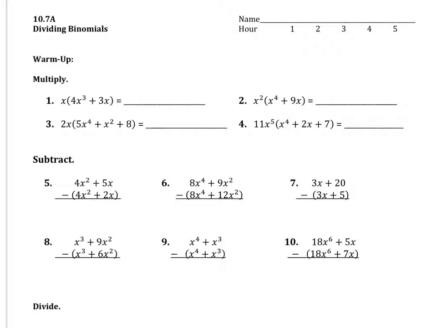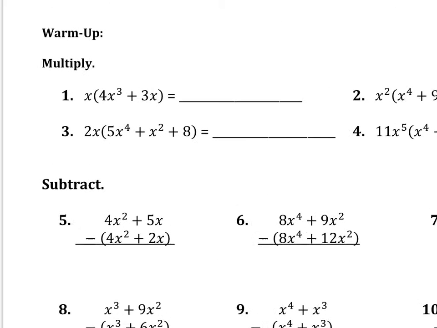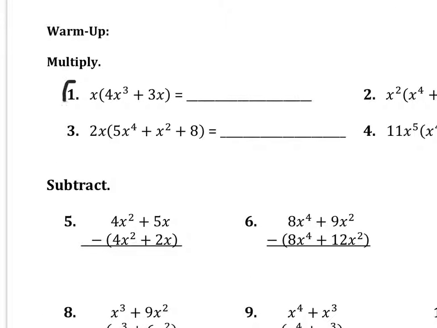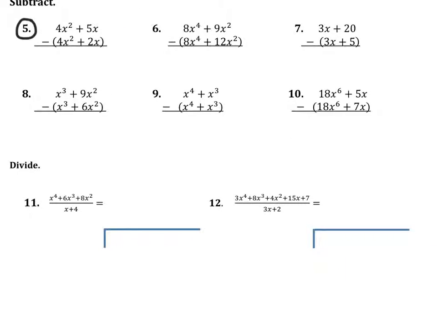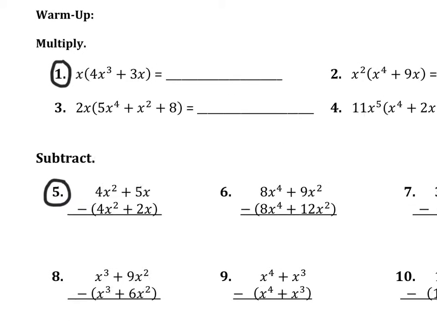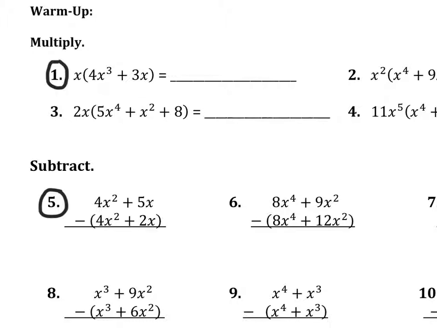And some of the things that we have to do involve multiplying, and so we'll work on that individually. Some of the things we have to do involve subtraction, so we'll work on that individually, and then we'll piece it all together and we will do one of these division problems. Let's do number 12. Alright, so let's just start with number 1, multiply.